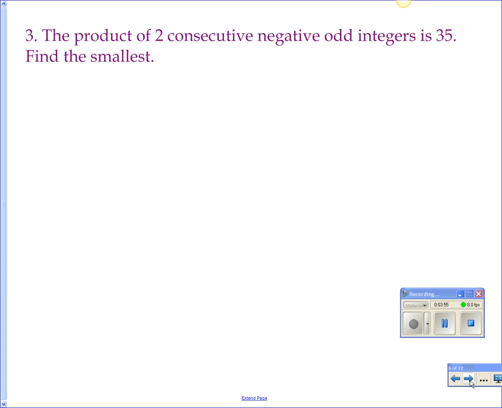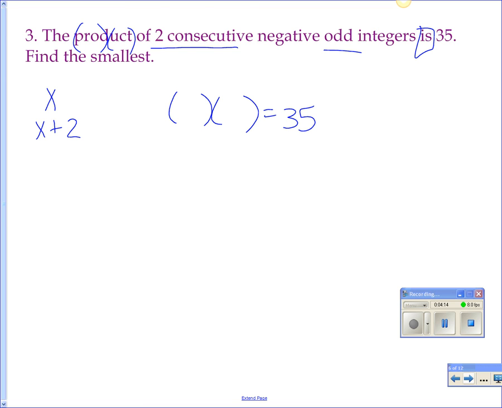Number 3, the product of 2 consecutive negative odd integers is 35. Find the smallest. 2 consecutive odd, x and x plus 2. It says the product, so I need to put my parentheses. Product means to multiply, is 35. So I'll put x and x plus 2 in here. Now I'm going to lobster claw. X squared plus 2x equals 35.